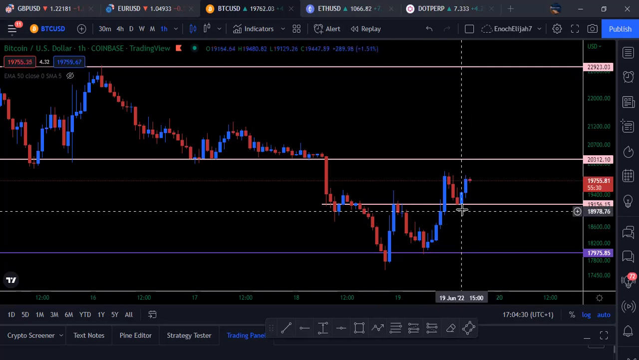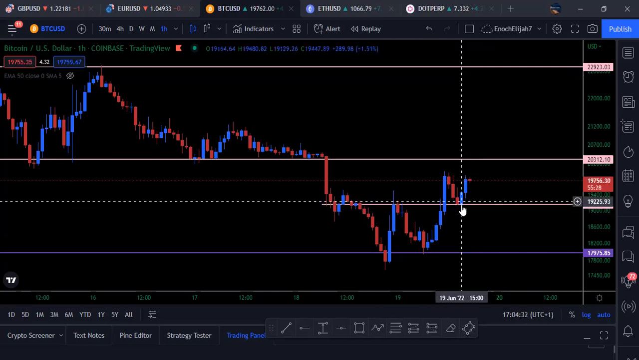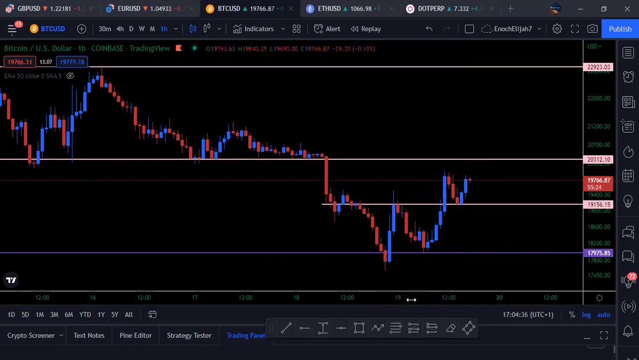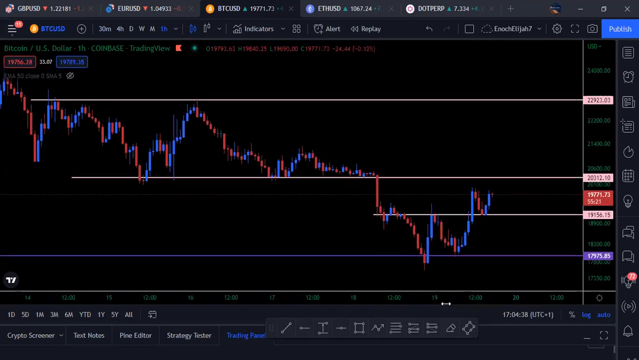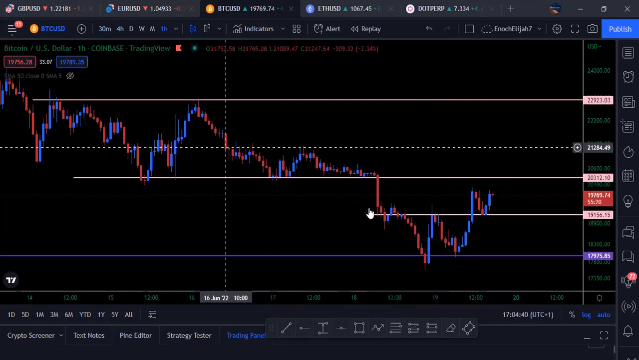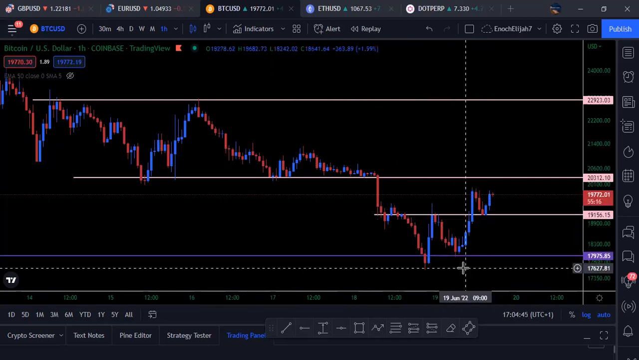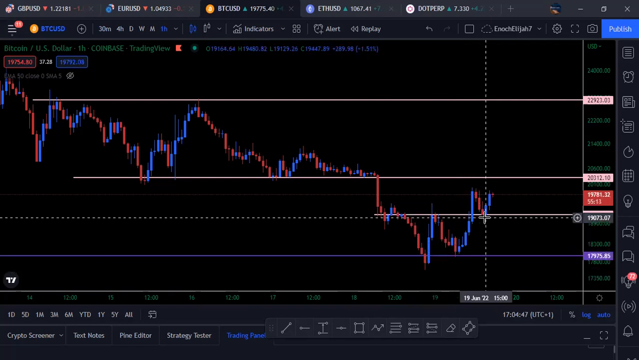So now this is for a pullback trade. I could have taken this trade now. Yes, this is a little bit bullish. We have market structure has changed, double bottom. We have the higher high and higher low. This is a low and higher low.